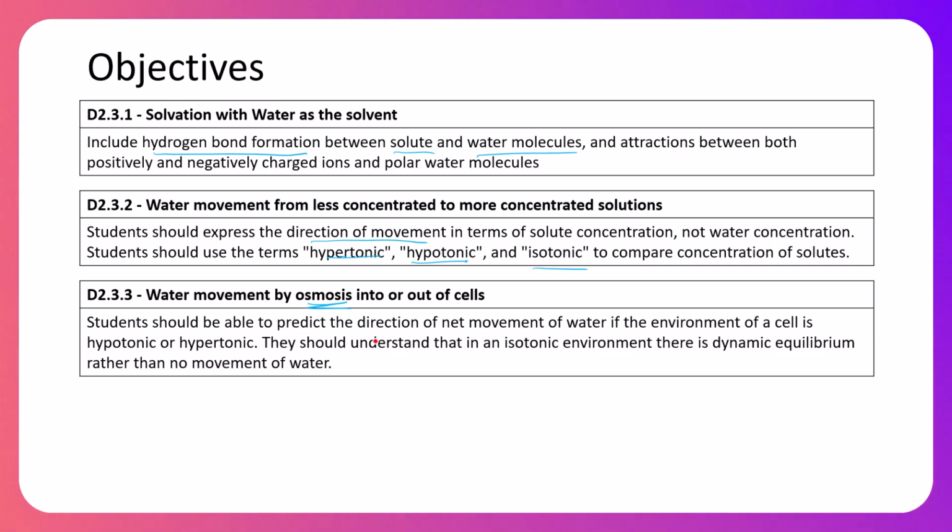Students should be able to predict the direction of net movement of water if the environment of a cell is hypotonic or hypertonic. They should understand that in an isotonic environment there is a dynamic equilibrium rather than no movement of water, which means the movement of water never stops. The dynamic equilibrium is an equal movement of water molecules in both directions.